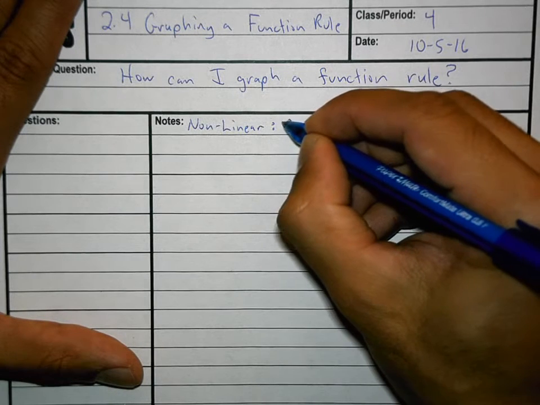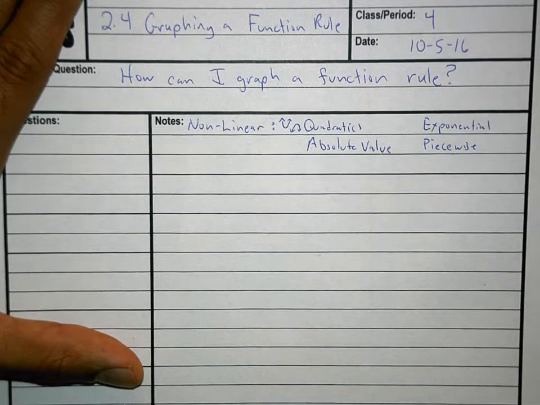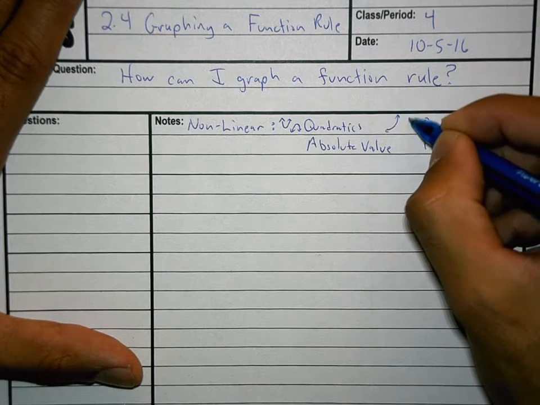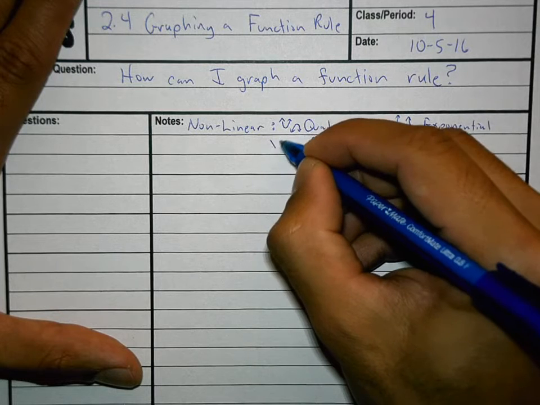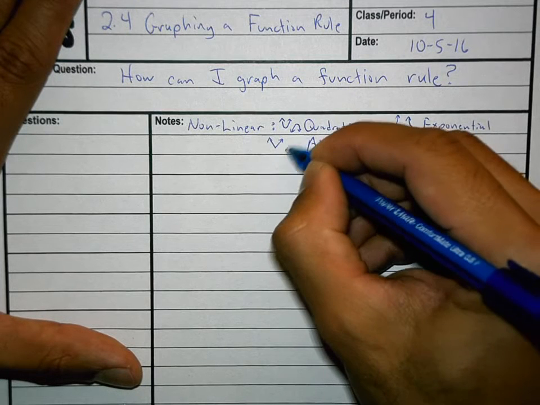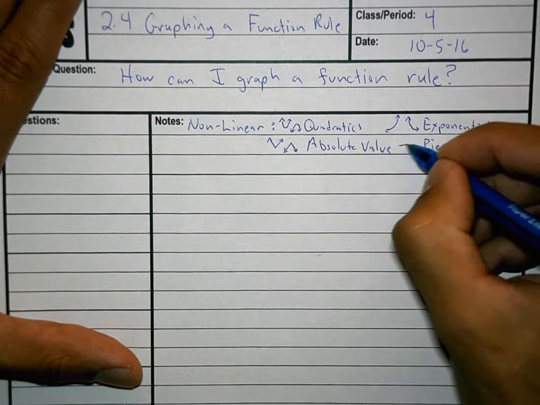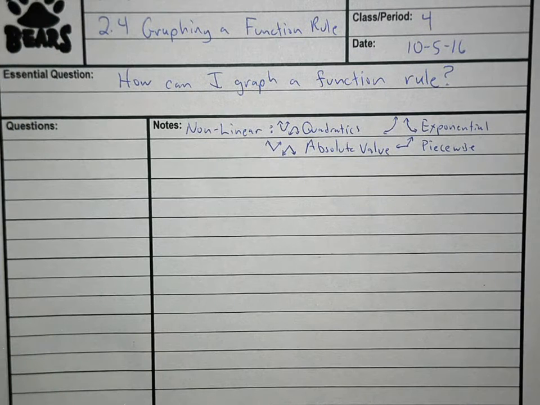Quadratics are these parabola-shaped graphs. Exponential are graphs that get exponentially bigger or exponentially smaller, usually. Absolute value functions are the ones that are V-shaped. And piecewise functions are the ones that you have two pieces and you put them together and it makes a graph of two pieces of two different functions.